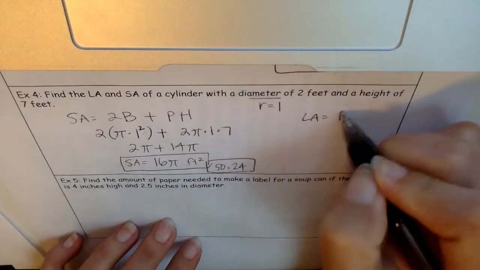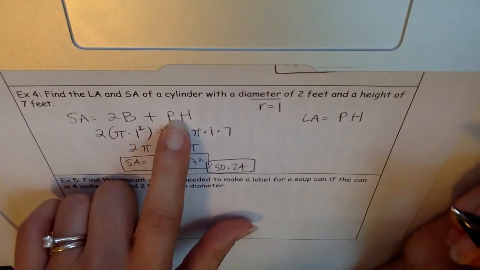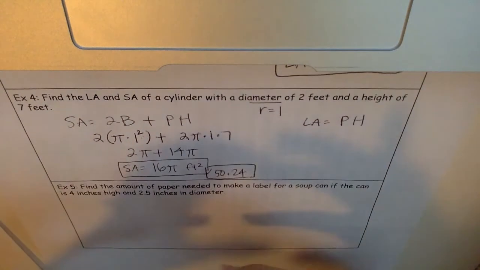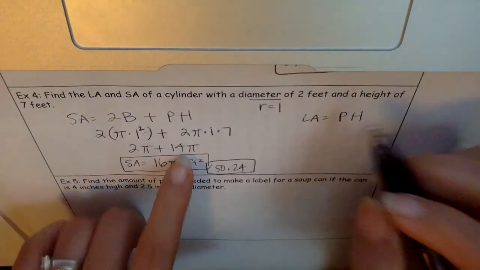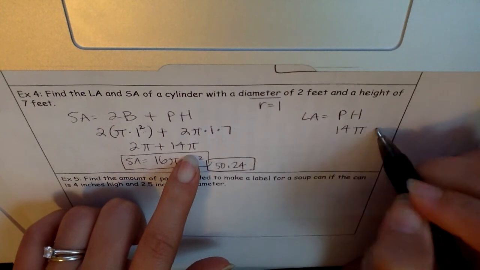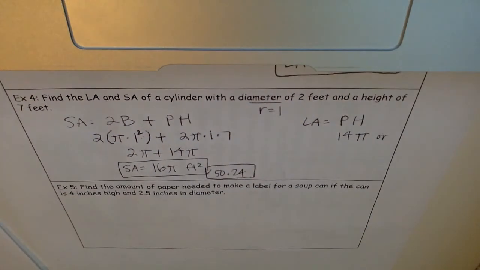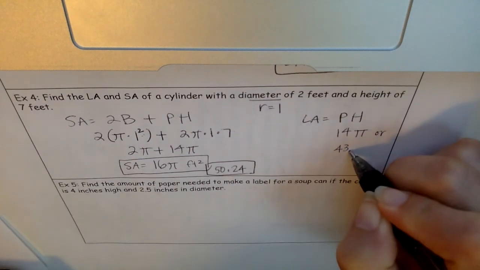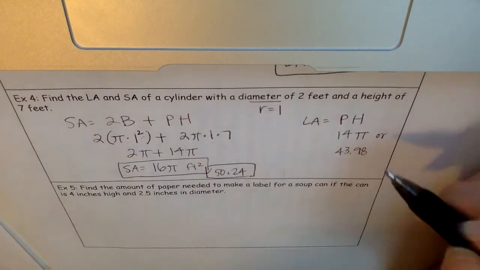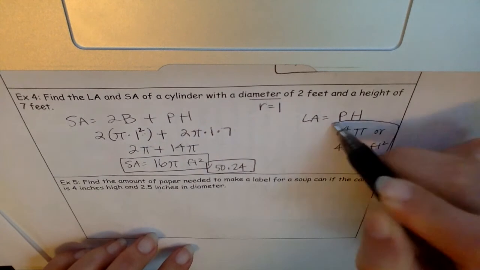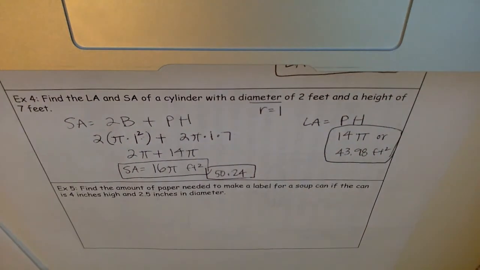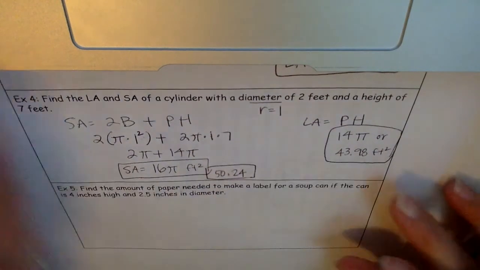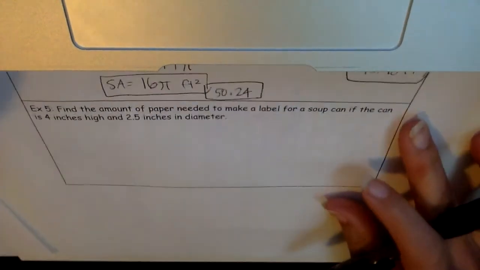Now, lateral area is just the perimeter times the height. It's just that middle part of the cylinder. And I already have it. It's 14 pi, or I would multiply 14 times pi, and it comes out to be 43.98 if you use the pi symbol, feet squared. And that is just the lateral area. Okay, so surface area, lateral area of a cylinder. Now, last one.